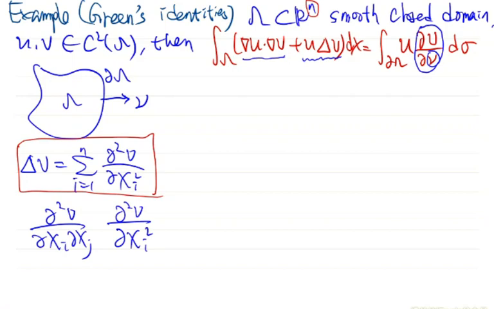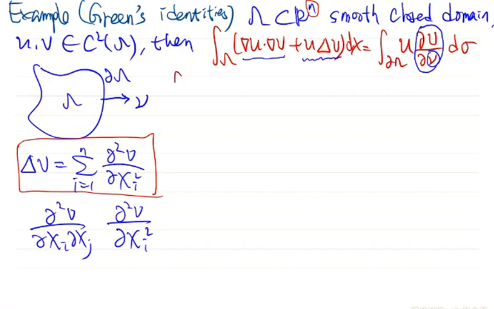And for the right hand side, it is clear that the integrand of the surface integral is the multiplication of our function u and the directional derivative of v with respect to the outward unit normal vector. Okay, so this is the first Green's identity.